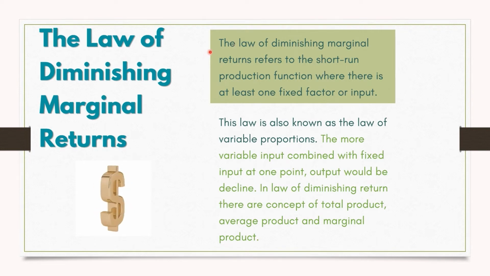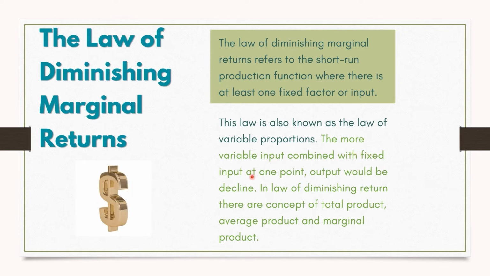From here we can see that the law of diminishing marginal returns refers to the short run production function where there is at least one fixed factor or input. This law is also known as the law of variable proportions. So the more variable input combined with fixed input, at one point output would decline. In the law of diminishing returns, there are concepts of total product, average product, and marginal product. So what does this mean? The more variable input combined with fixed input, at one point output would decline.